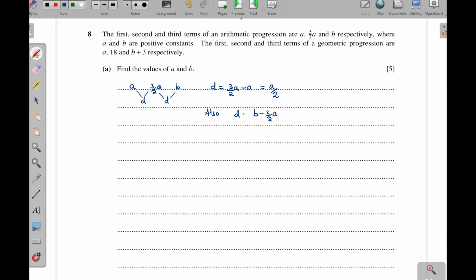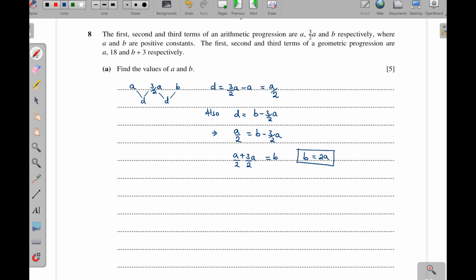So I can say right from here, we know that D is now A over 2, okay? Then it is equal to B minus 3 over 2 of A. So if you bring this one here, you'll have A over 2 plus 3A over 2 to give you B. So this will be 4A over 2, which is 2A. That means B is equal to 2A. I keep that one there.